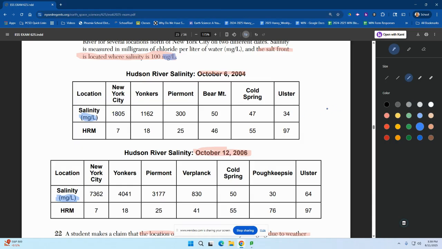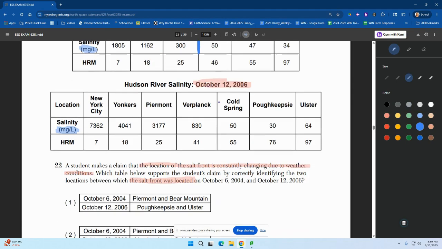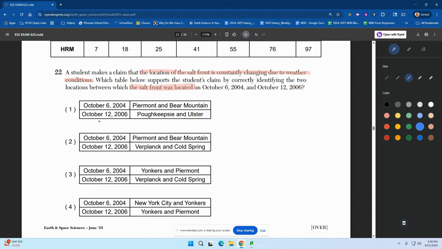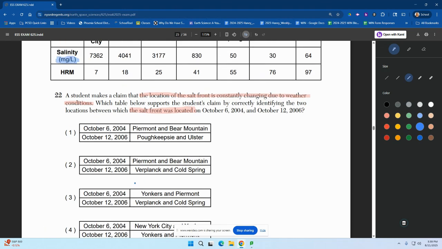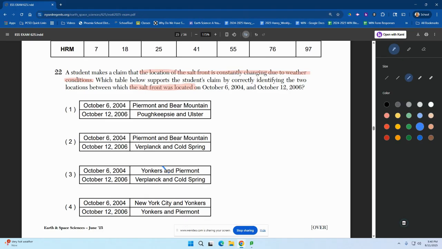If I assume this was a number line, 0 on this end, 34, 47, 50, 300, 100 would fall somewhere between 50 and 350. So this blue line is my salt front, because 100 would be between 50 and 350. So on October 6th, we had the salt front between Piermont and Bear Mountain. Okay, so I'm going to look. There's Piermont, Bear Mountain. That works, that works. This one does not work. This one does not work, so I can eliminate option 3 and 4.